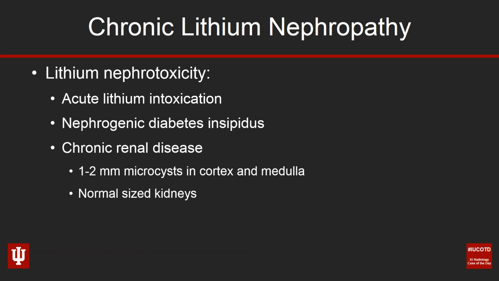Lithium nephropathy is well demonstrated on MRI as 1 to 2 millimeter microcysts in the renal cortex and medulla. The kidneys are notably normal in size, which helps distinguish this condition from other cystic renal diseases. The cysts likely originate from the distal tubular structures and collecting ducts, and are reflective of chronic tubulointerstitial nephritis.